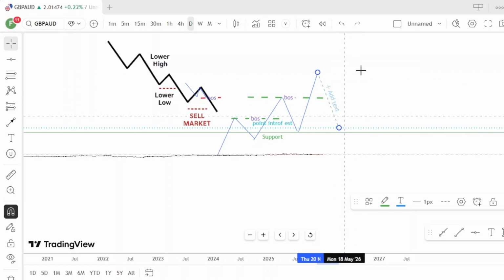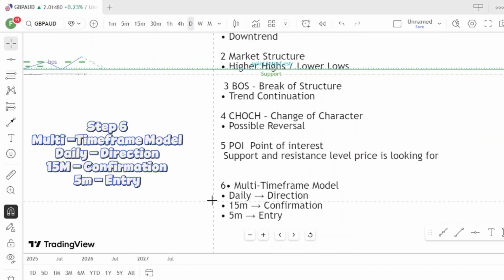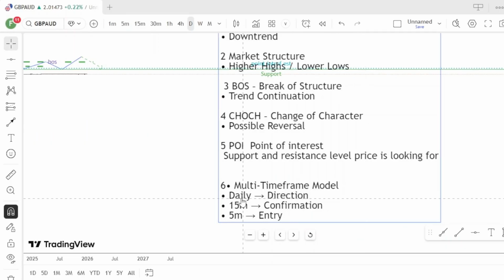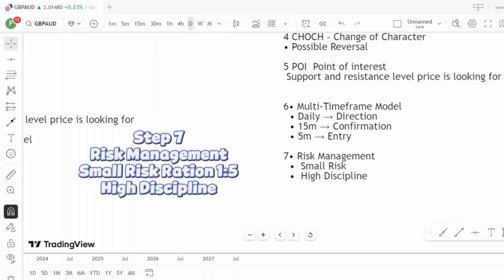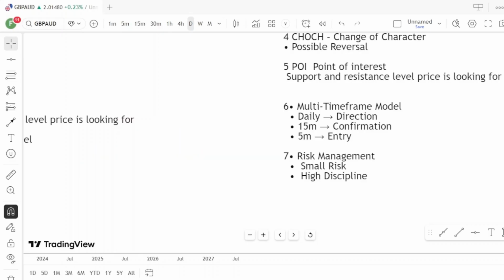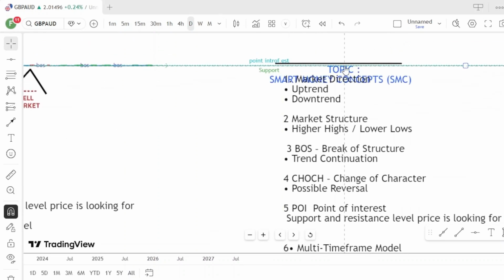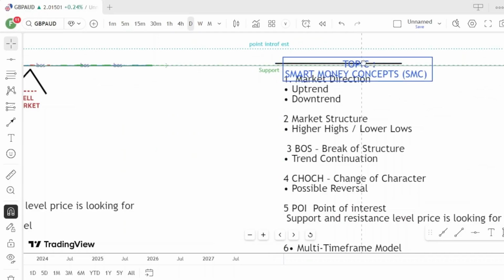Once price gets back there, that's called the point of interest, and that's a higher probability that the market is going to turn from there. Step number 6 is combining the multi-time frame model, like the daily chart for direction, the 15-minute for confirmation, and the 5-minute for entry. Step number 7, which is the most important, is risk management: small risk, high discipline. In my own model, I like the ratio 1:3, but when I go on the chart to explain this, I'll tell you how I set this up.